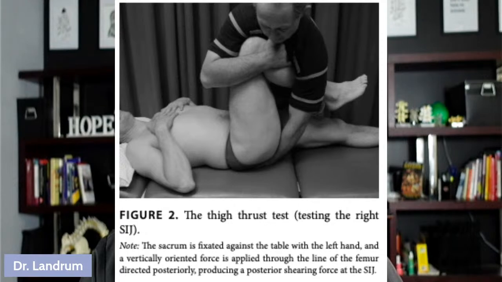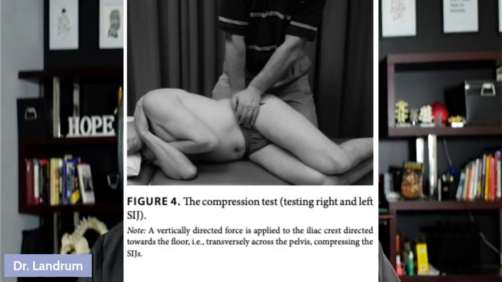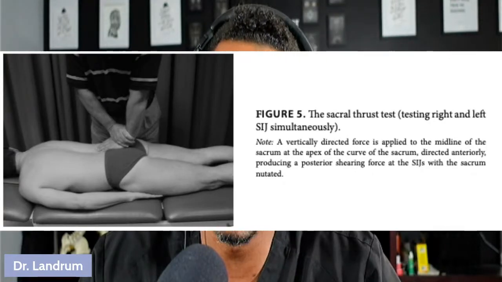That's called the thigh thrust test, and the pressure that's applied. The third is something called Gaenslen's test, where you have a rotation with pressure on the opposite leg as it hangs down. The fourth is pressure directly on the hip bones. And the fifth is by pressing with the person turned stomach facing down.